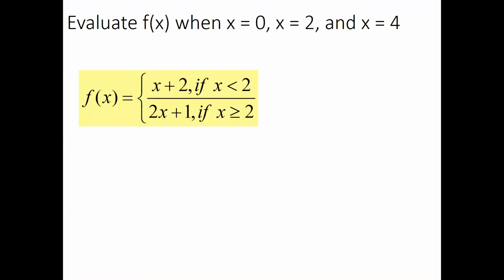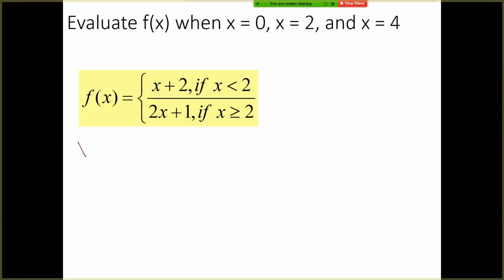So here we go. We're going to evaluate f of x when x equals 0, x equals 2, and x equals 4. Keep in mind, if I give you this, you can only take 0 and plug it into one of these. You can't plug it into multiple. So you have to decide, according to this or this, do I have a value that's less than 2 or greater than or equal to 2?